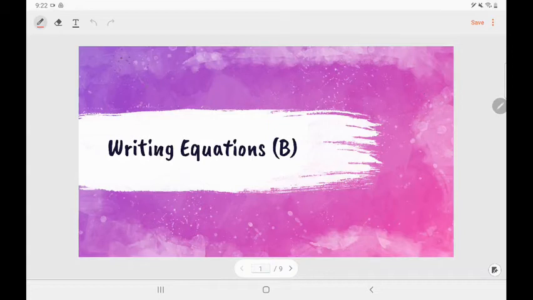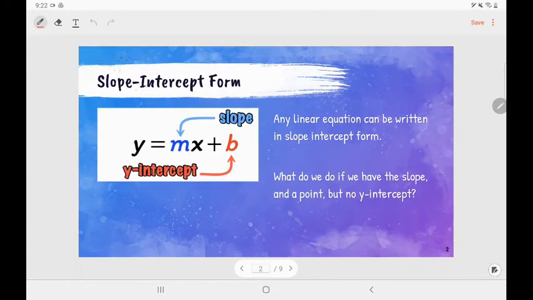Hi there. Today we're going to be writing equations. Last time we wrote equations given a y-intercept. Today we're going to talk about how to write equations if we are not given the y-intercept. So let's go ahead and begin.